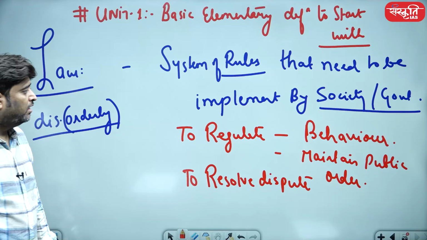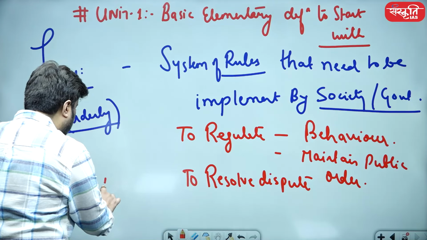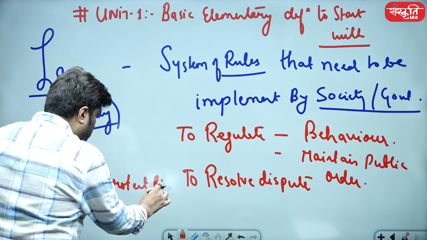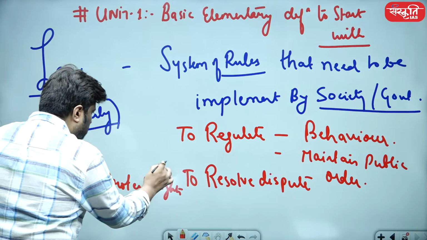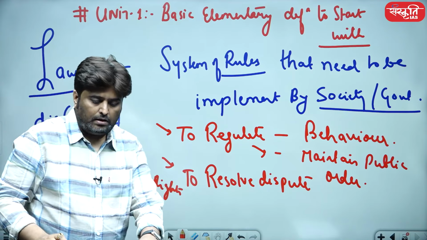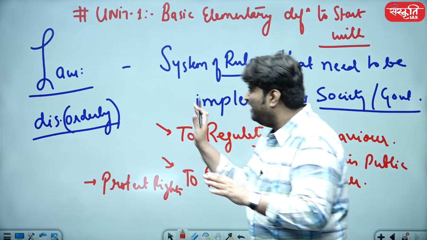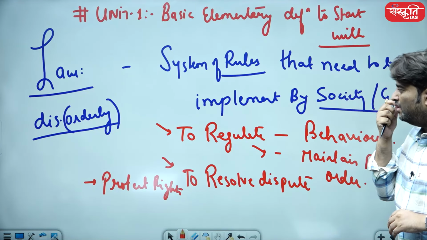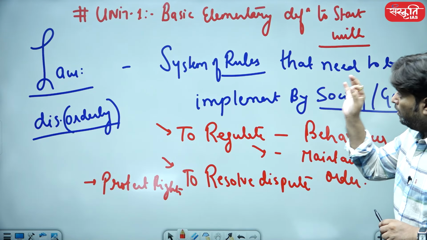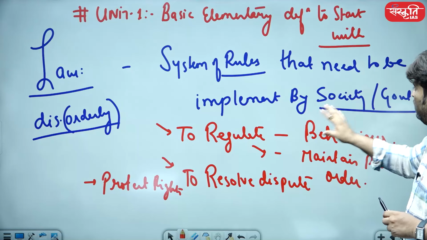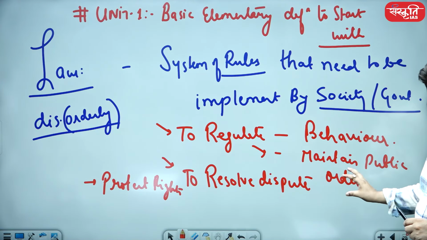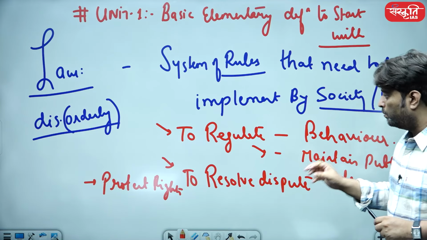And last but not the least, we need to protect rights as well. And rights can only be protected when we have a law, let's say a constitutional law. So everything has been written by me in a slightly haphazard manner. I have written things here and there, but the learning is on the right track. So law can be defined as a system of rules that needs to be implemented by government to regulate our behavior, to have a complete public order, to resolve disputes, to protect rights.